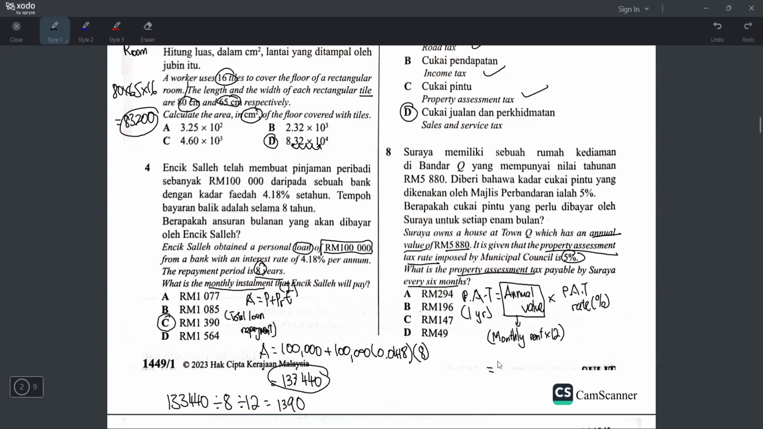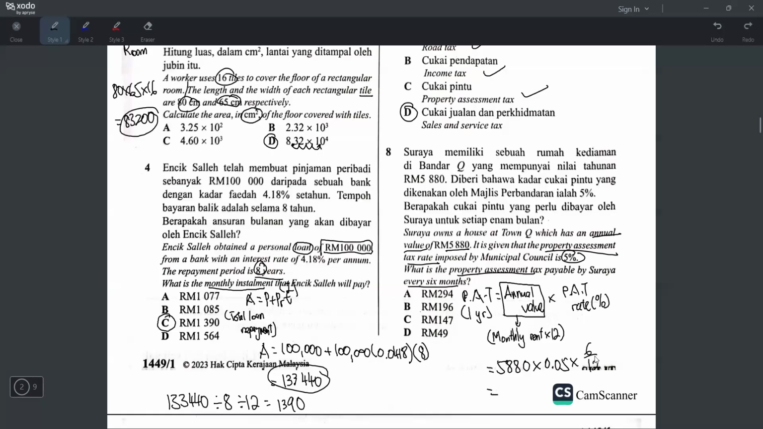Okay, but this question they actually sudah bagi annual value already, so we don't have to times 12. The 5880 saya boleh terus masuk macam ni, and then darab dengan rate dia berapa? 5%, right? So 5/100 ataupun 0.05, and then kalau you tekan ni, you dapat property assessment tax for 1 year. Tapi dia suruh cari property assessment tax every 6 months. 6 months is half a year. It means you have to darab 6/12 ataupun bahagi 2 lah.